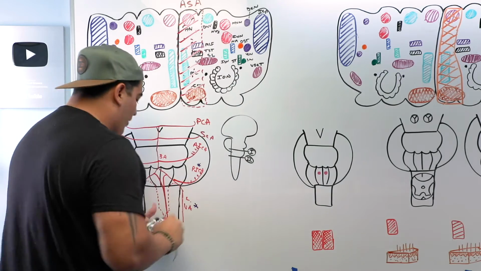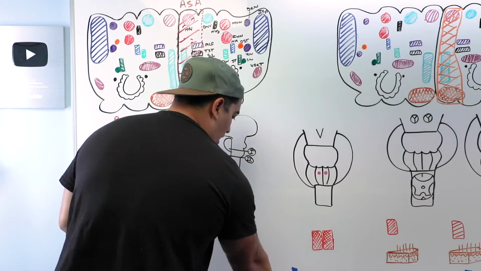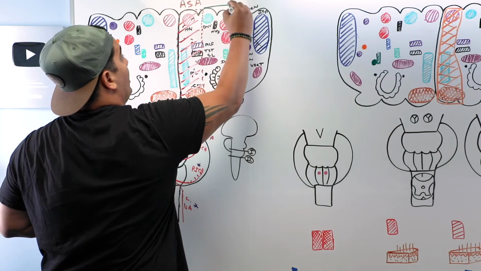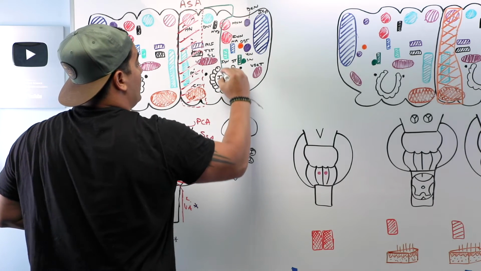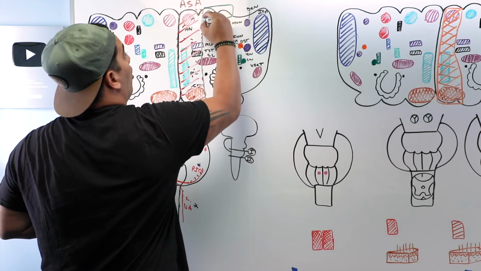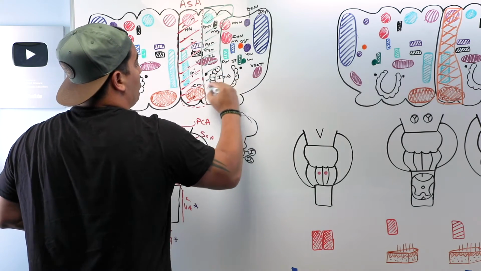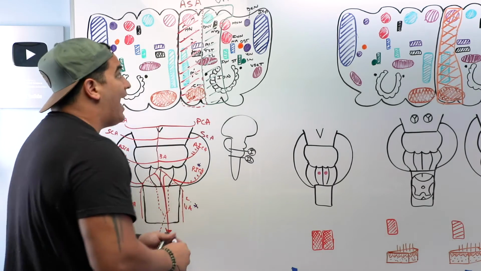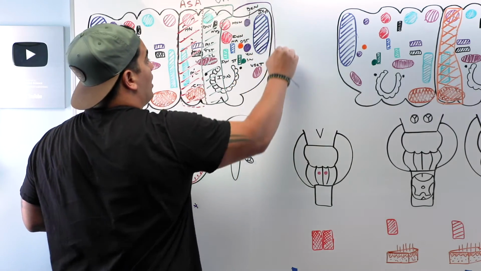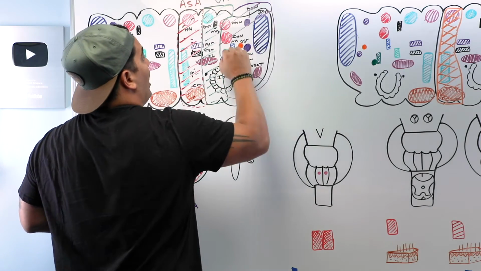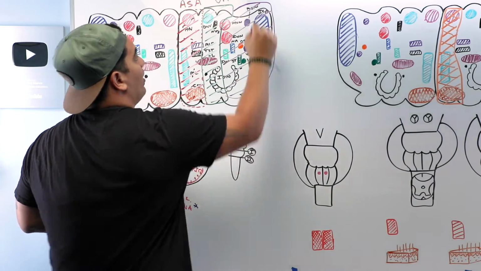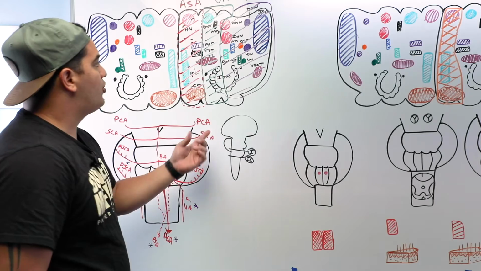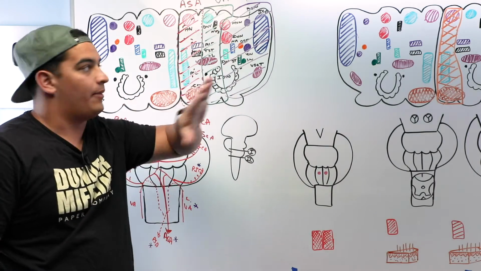As we go a little bit more laterally, what is going to be supplying this portion? Let's do it in a different color. We'll do it here in this greenish color. This guy right here is going to be the vertebral arteries. So your vertebral arteries are supplying this portion. And then the most lateral portion of the medulla, this portion here, is supplied by the posterior inferior cerebellar artery, your PICA.